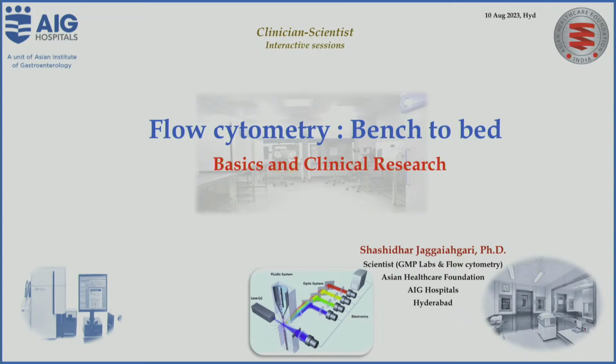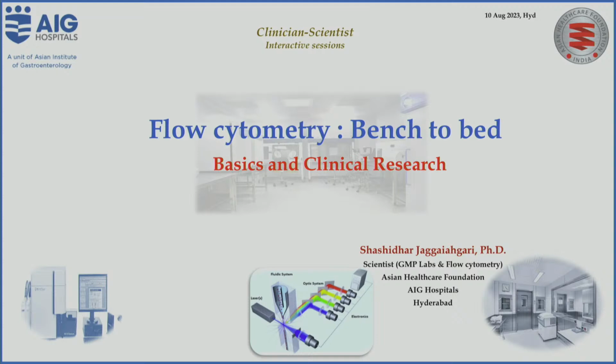Before going into the basics and research applications, in any biological material we may want to analyze two to three parameters. We can use a basic technique like IHC, that is immunohistochemistry, where we stain the sample using different fluorochromes and visualize it under the microscope. But if we want to study more than four fluorochromes or four different parameters, the best technology we have is flow cytometry.